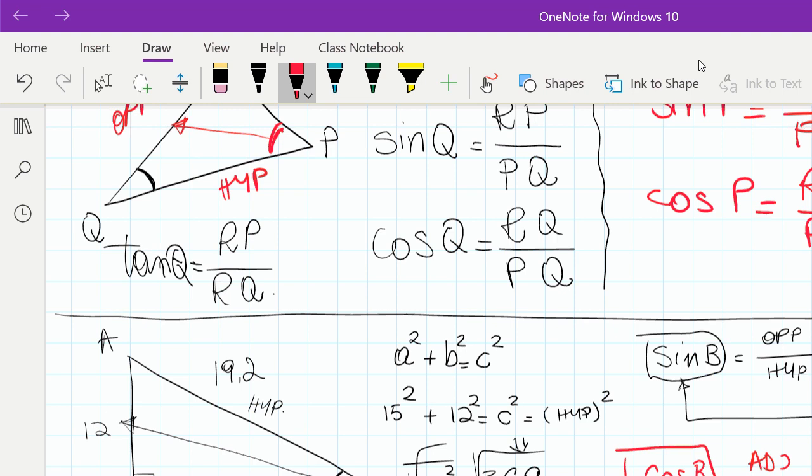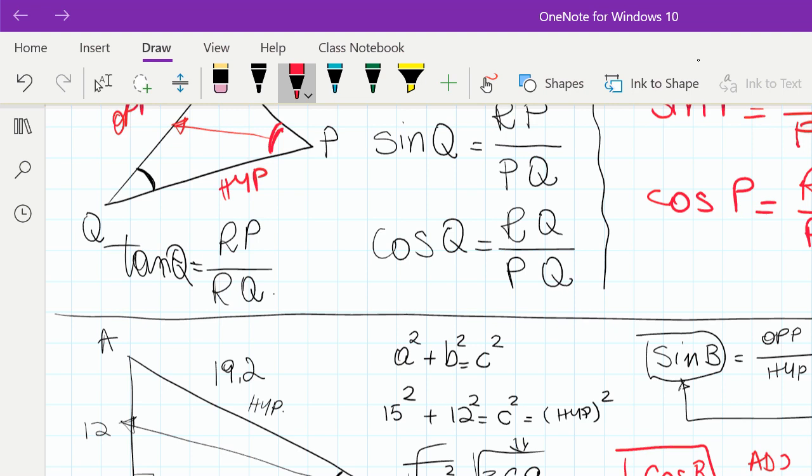In the same way, we'll find tangent. So tangent of angle B will be opposite over adjacent. The opposite of angle B, as we said, is 12 over 15. In your calculator, 12 divided by 15 will be 0.8. So tangent of angle B will be 0.8.